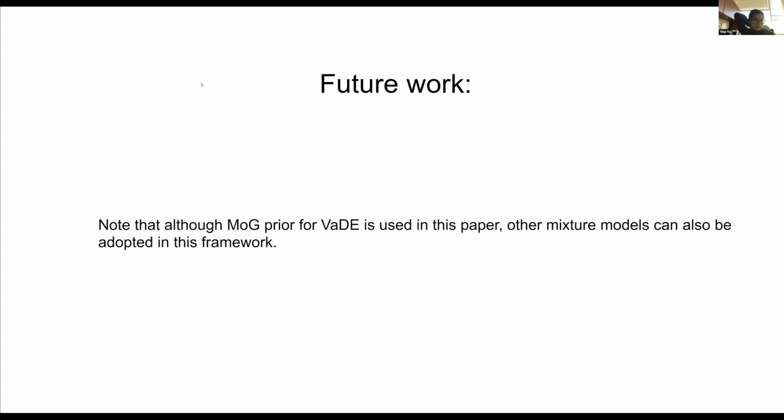Let me make some comments about this. About the last slide, you said the future work maybe instead of a mixture of Gaussian, you can use another mixture model. Is that the claim of the author, or is that what you thought the future work should be? That's the claim of the author. I didn't come up with that. I'm thinking about why, because what's the advantage of using another mixture model here?